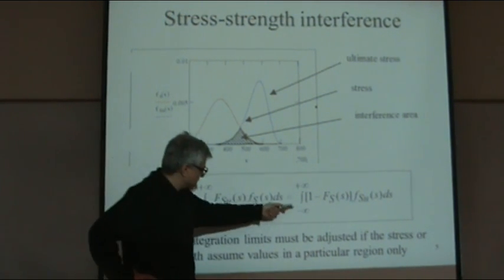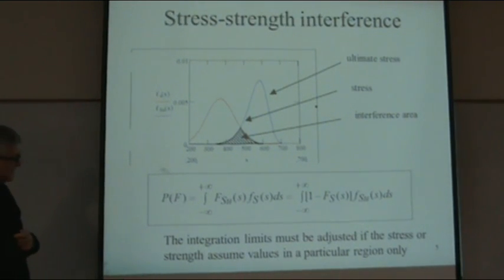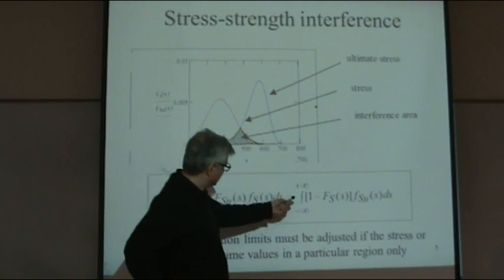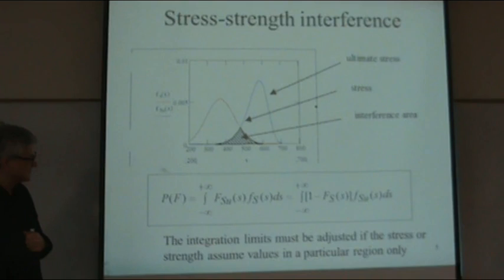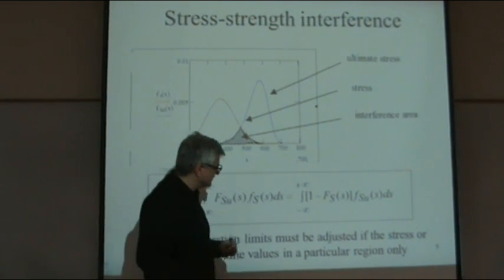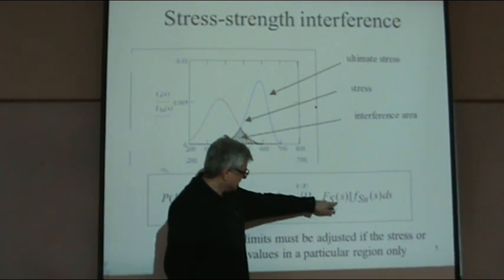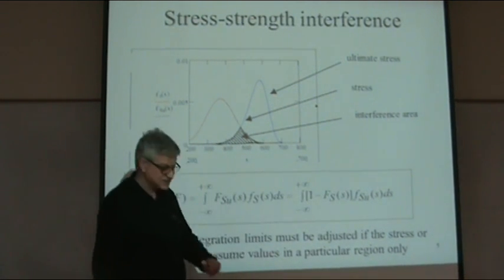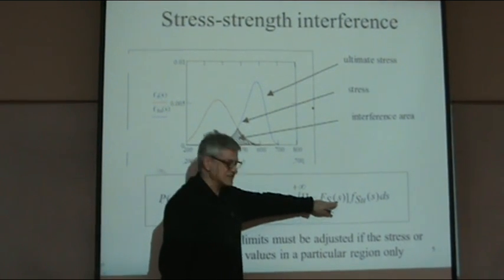How about the second equation, which is equivalent to the first? What is this term? 1 minus the cumulative of the stress. Yes? Probability of survival? Reliability? No, this is the probability of the stress being less than a value. Okay, I'm sorry, this is the probability of the stress exceeding a value.